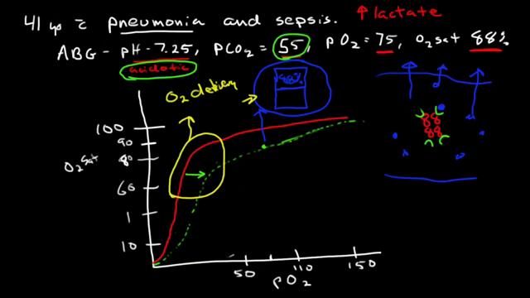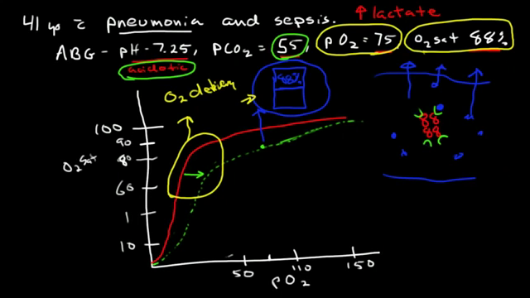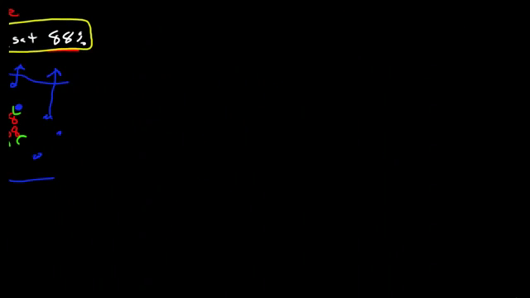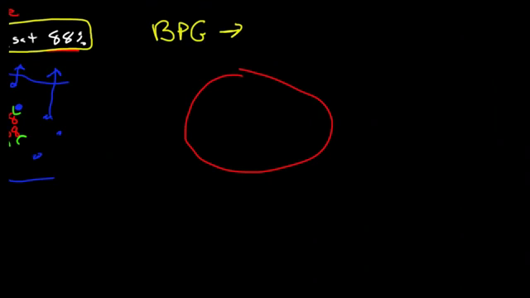So in a way, these numbers make things look worse than they are at the tissue level. Okay, so I want to talk a little bit about BPG. BPG stands for a chemical called bisphosphoglyceric acid. Now, BPG is a chemical that exists in and is synthesized in our red blood cells.